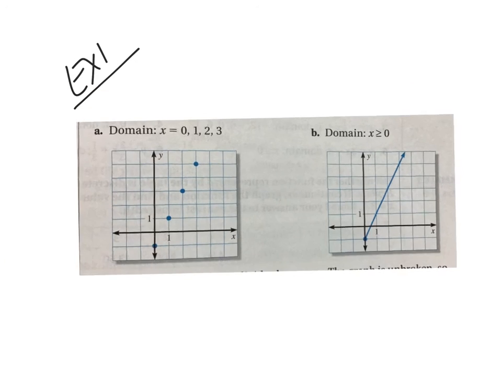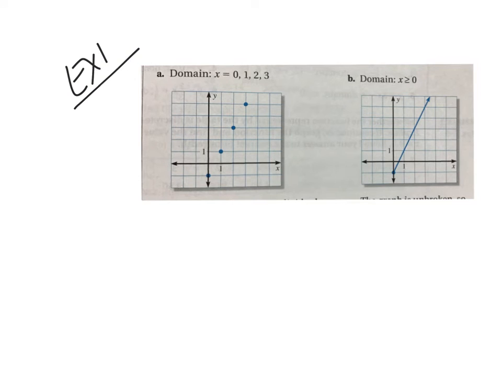Let's look at example 1. They ask you to graph the function y equals 2x minus 1 with the given domain. In A, what is the domain? 0, 1, 2, 3. So they've given you the x coordinate for 4 different points, right? If I plug that into where the x is, I would get 4 solutions, as you see here.